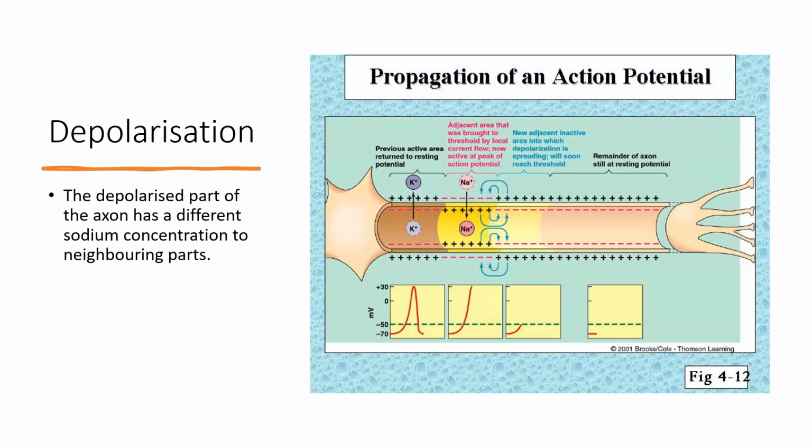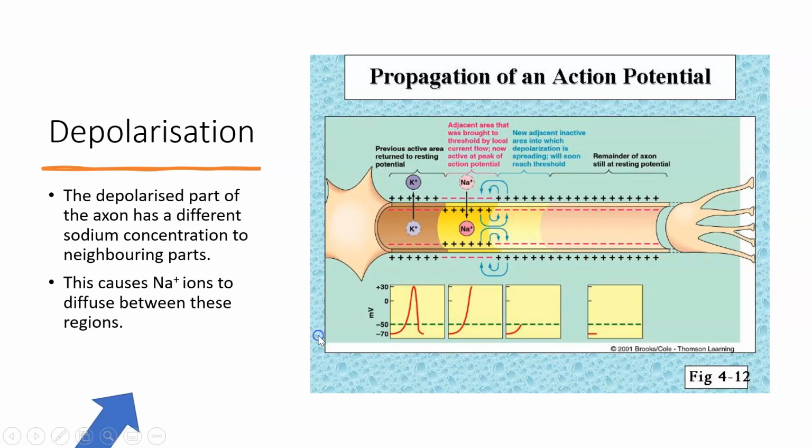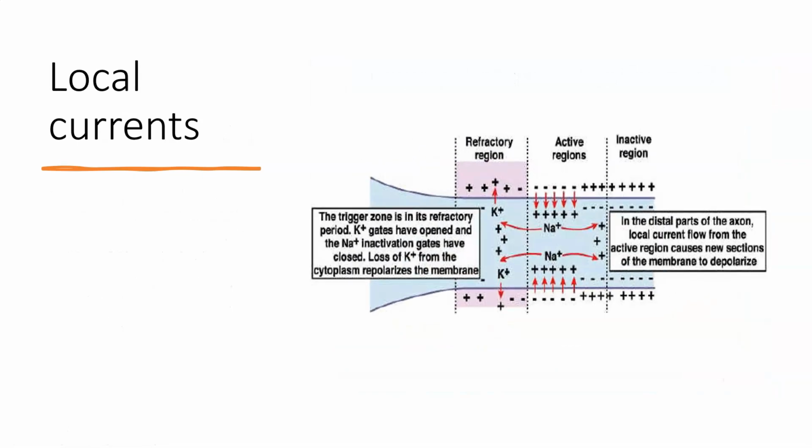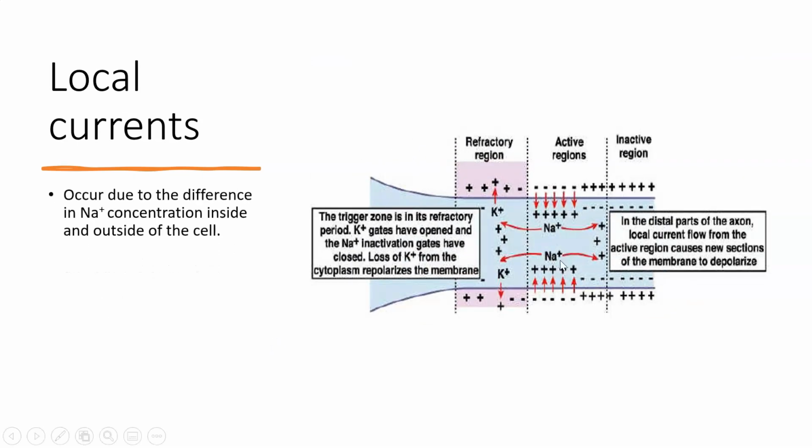Now the depolarized part of the axon has a different sodium concentration to its neighboring parts, and this causes the sodium ions to diffuse between these areas, so to move along. These sodium ions are going to move from here to here just by simple diffusion, but by doing that, they carry this current with them, which is the nerve impulse, which is the action potential. Again, this graph is just showing this. You've got your action potential in the middle because your sodium's entering.